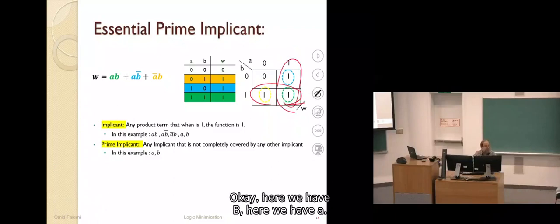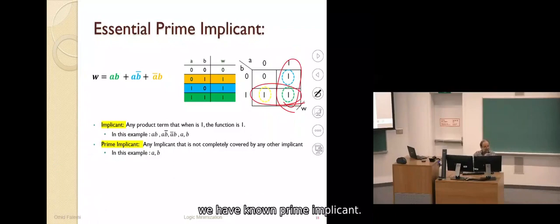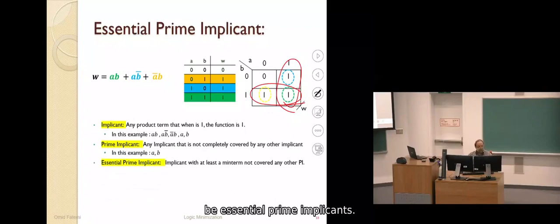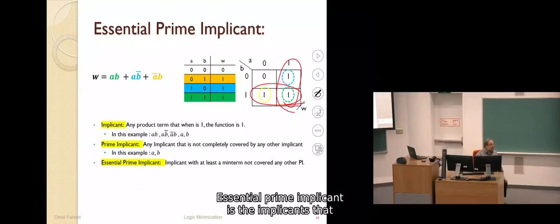The next definition: so we know implicant, we have known prime implicant. Now the next definition would be essential prime implicant. The essential prime implicant is the implicant that has a cell which is not covered by any other implicant.